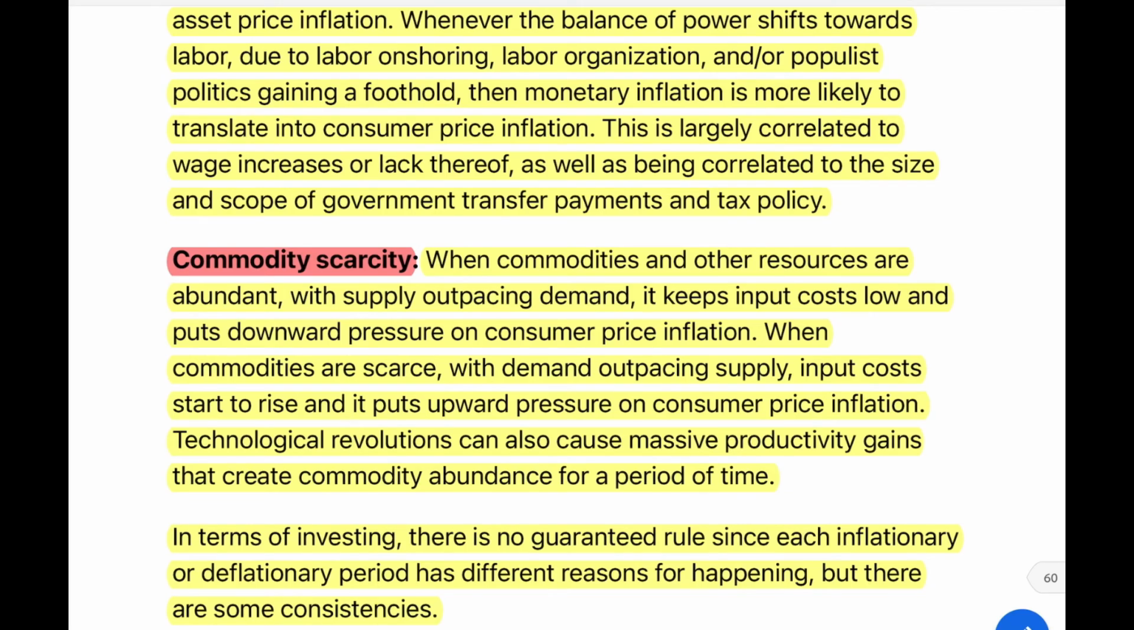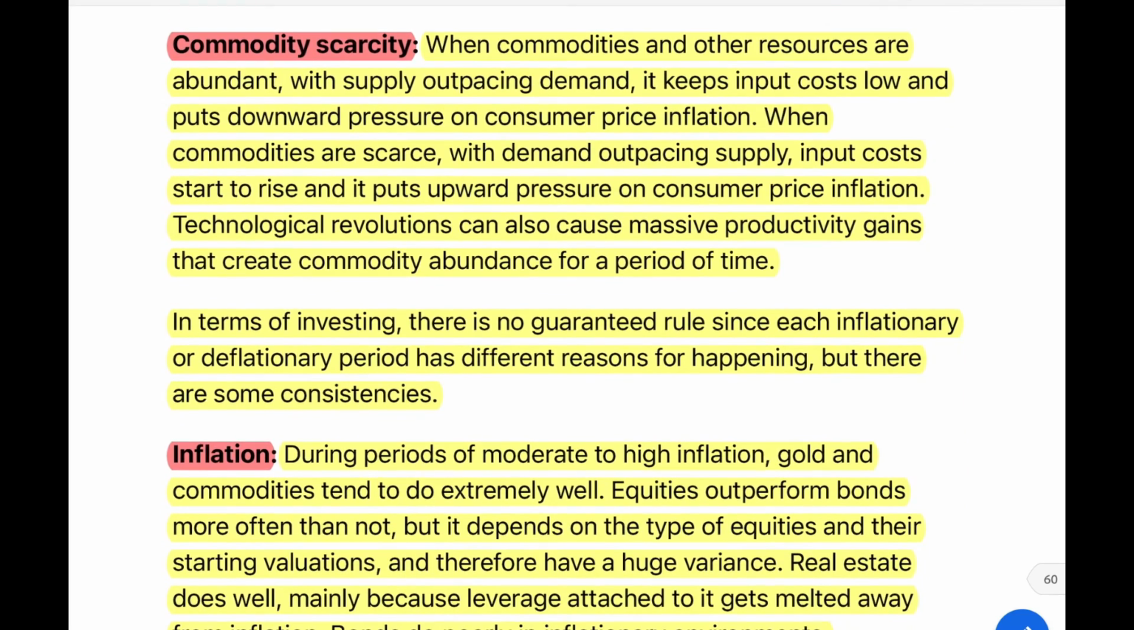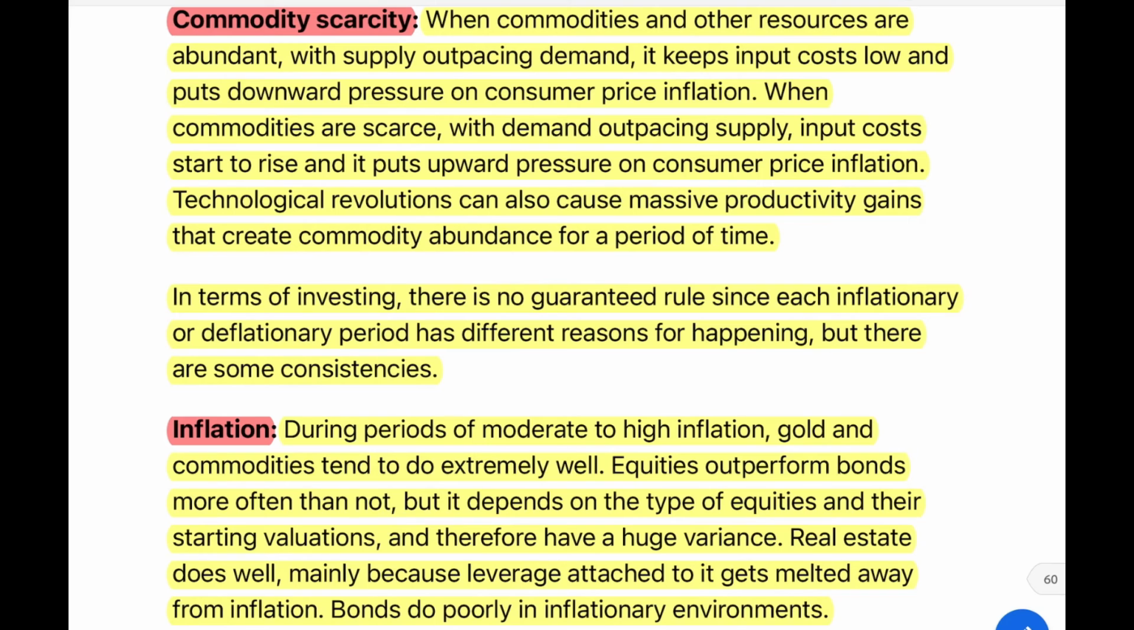Commodity scarcity: when commodities and other resources are abundant, with supplies outpacing demand, it keeps input costs low and puts downward pressure on consumer price inflation. When commodities are scarce, with demand outpacing supply, input costs start to rise and put upward pressure on consumer price inflation. Technology revolutions can also cause massive productivity gains that create commodity abundance for a period of time.